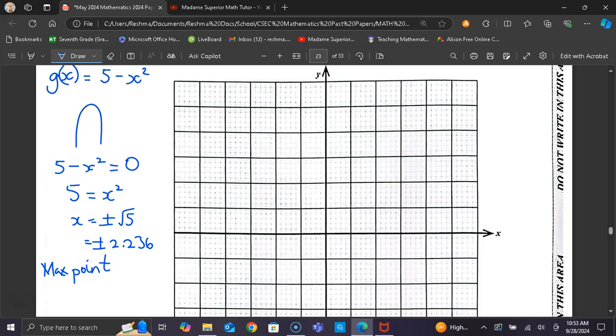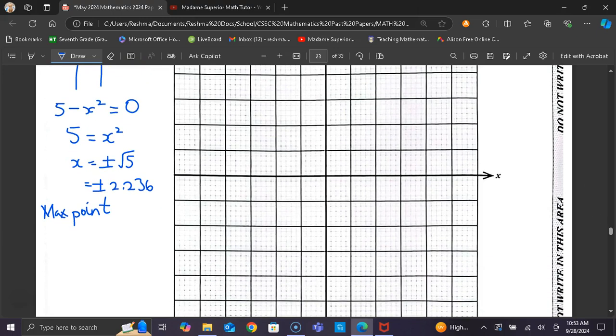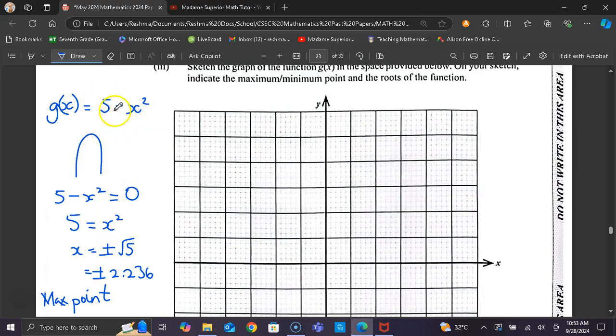Alright, now before we find the maximum point, actually, let's find the y-intercept. The y-intercept will be when x is 0, and if x is 0 here, then y will be equal to 5. So therefore the y-intercept is 5. Now the maximum point actually will be 0, 5, because this graph is actually similar to the graph of y is equal to minus x squared, which is actually symmetrical about the x-axis.